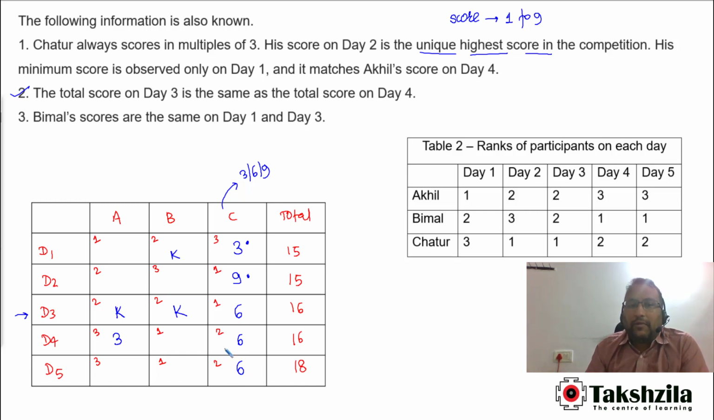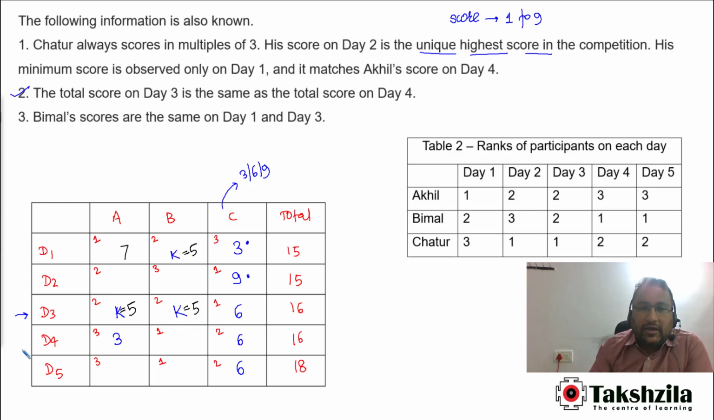So now let's fill the remaining numbers. On day 3, K plus 6 is equal to 16. It means the value of K is going to be 5. So on day 1, the score of A becomes how much? 15 minus 5 minus 3, that is equal to 7.